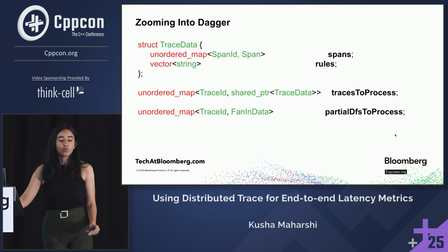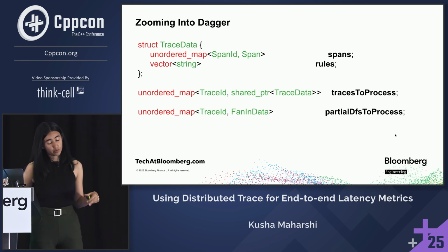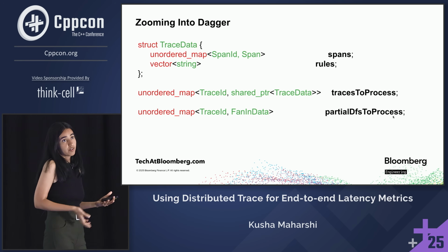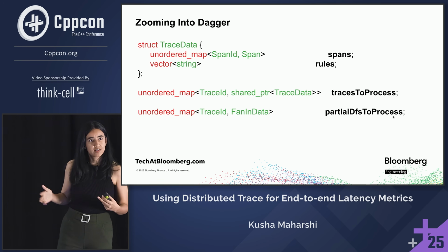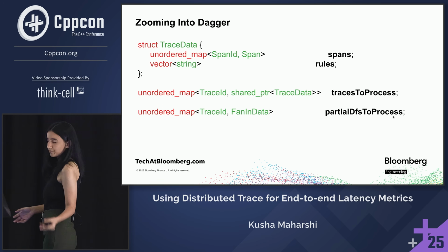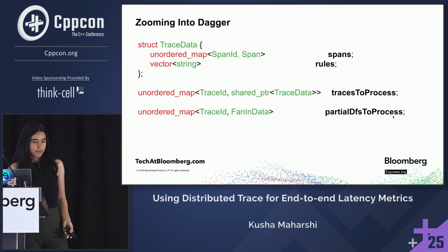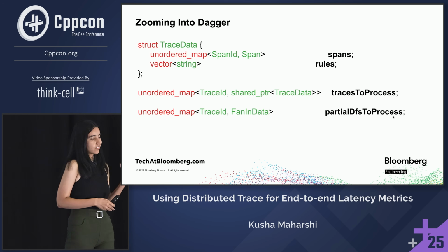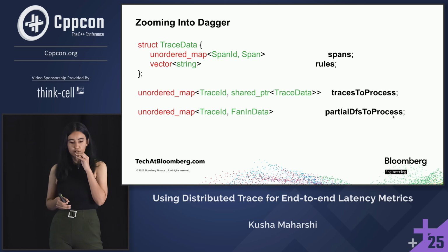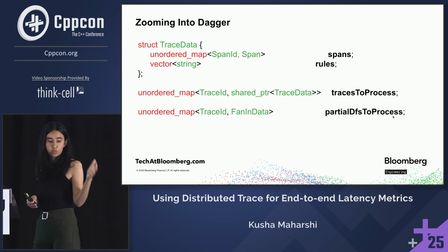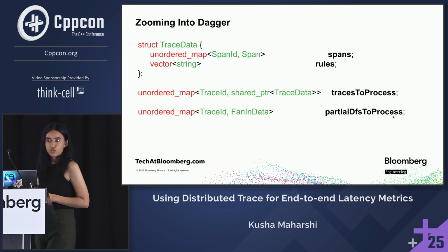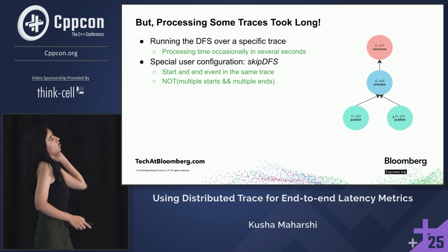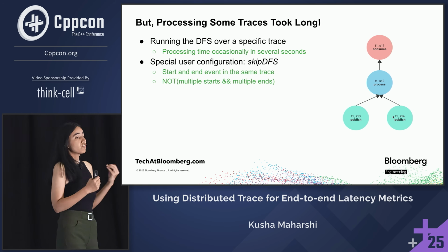And then finally, which is key to this particular approach, we hold a data structure which is a buffer of, hey, what are all these partial DFSs that we are yet to process? Okay, so I'm sharing this with you so that I can talk about, at the implementation level, some of the issues that we ran into as we were trying to run DFSs on these data structures. What we were starting to see is that processing some of these traces took very long.